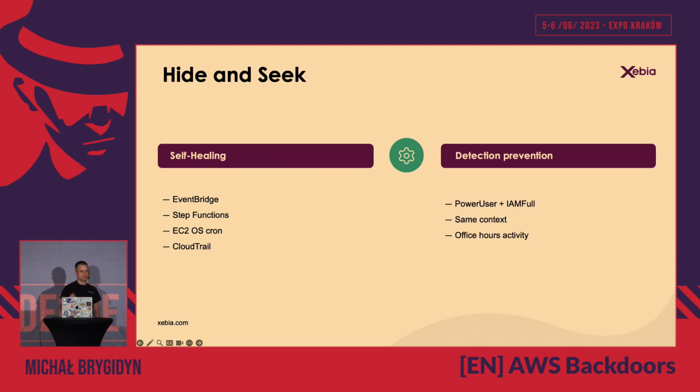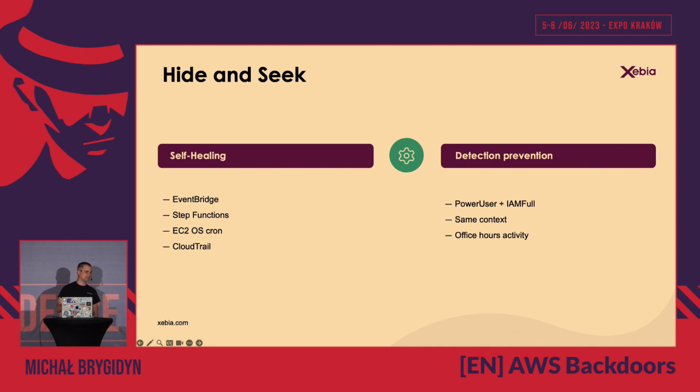Then I don't want you to find my backdoors, so let's start with the easy one. When I started to work with big customers, I noticed that they had a lot of tools that were scanning their accounts, like Palo Alto or something, and they marked all roles, IAM roles, that were using the administrator access policy. So just don't use it. Use power user and IAM full instead. It's the same, but it's not marked with every tool.